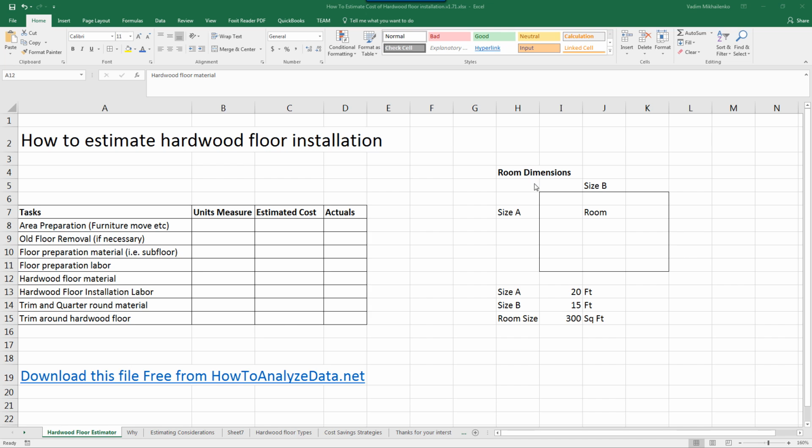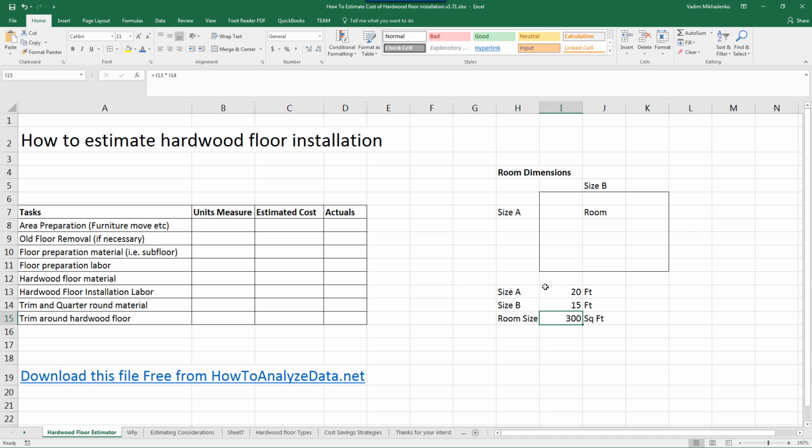So let's take a look. How would you do estimates? We do an estimate for a square room, right? And we have side A of the room and side B, and side A is 20 feet and side B is 15 feet, right? So the total room size is 300 square feet. That's the multiplication of 20 by 15, right?